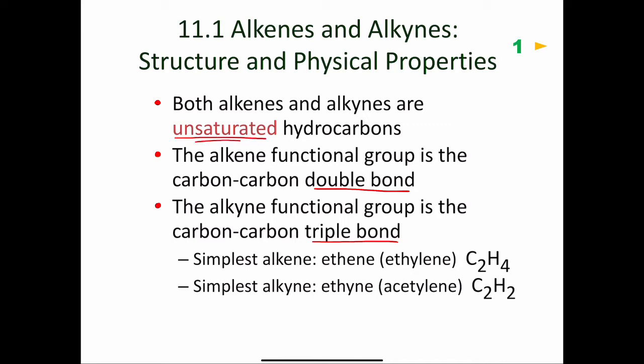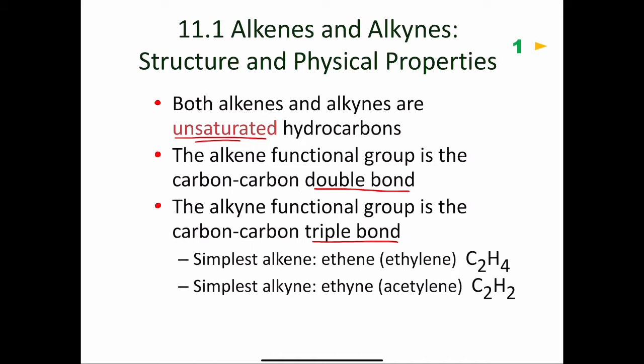The simplest possible alkene is ethene. It has another name, which is ethylene. Ethylene is what we call a common name, and ethene is what we call the IUPAC name. And its molecular formula is C2H4. And the simplest possible alkyne, the IUPAC name for it is ethyne. The common name is acetylene. And if you've ever done any welding before, you may have heard of acetylene gas. And its molecular formula is C2H2.